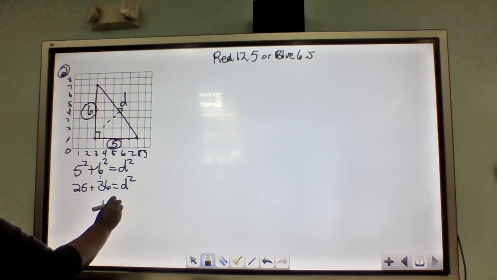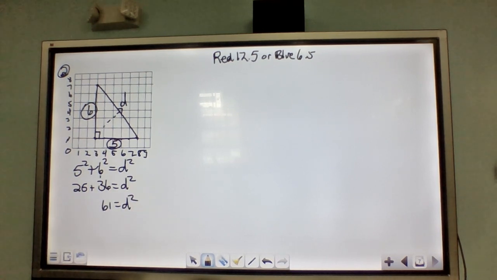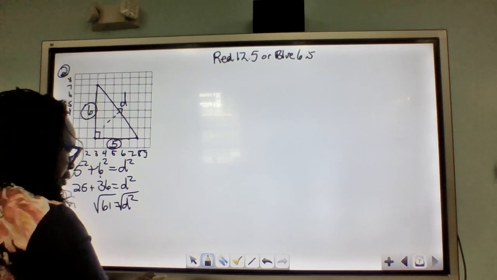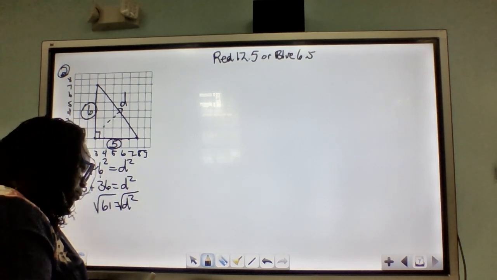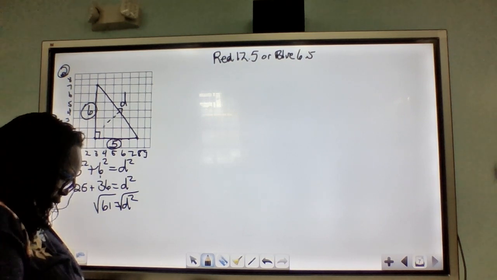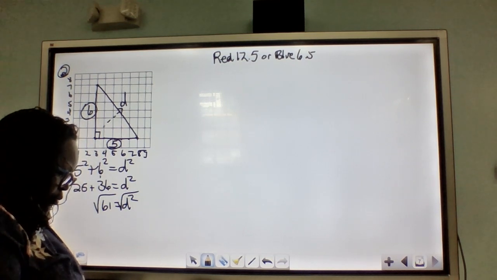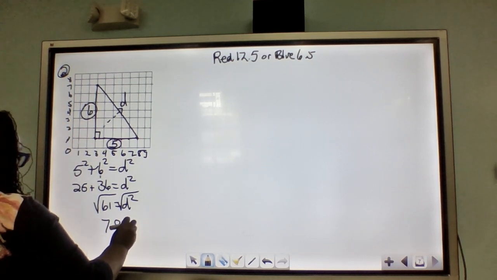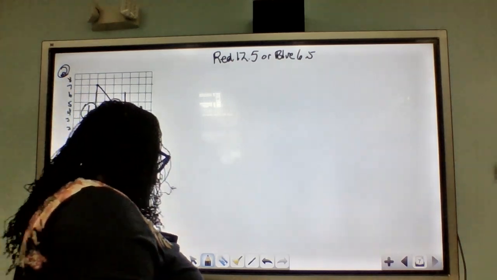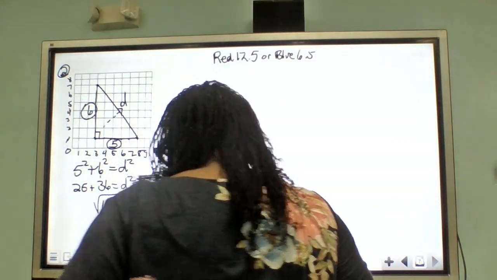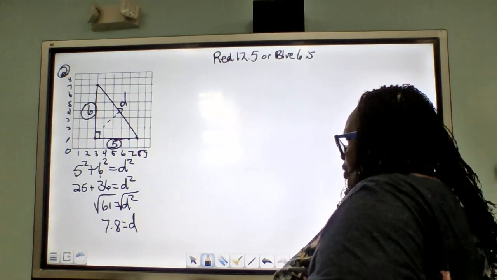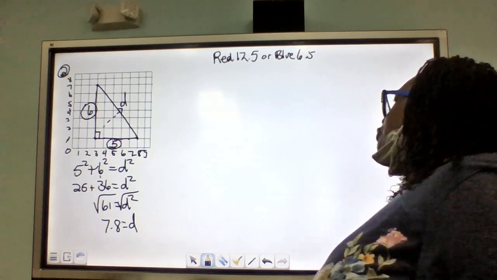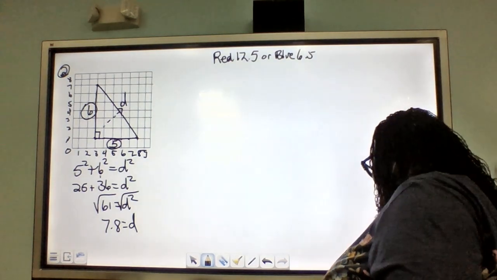You have 61 is equal to D squared. Now you need to square root both sides. So you would take your calculator and you would put in 61 and hit your square root button, and you would find that you have 7.8 is equal to D, and since it is actually 7.810, you would round to the nearest tenth. And that would be the answer for number 2. All right, moving on to number 4.